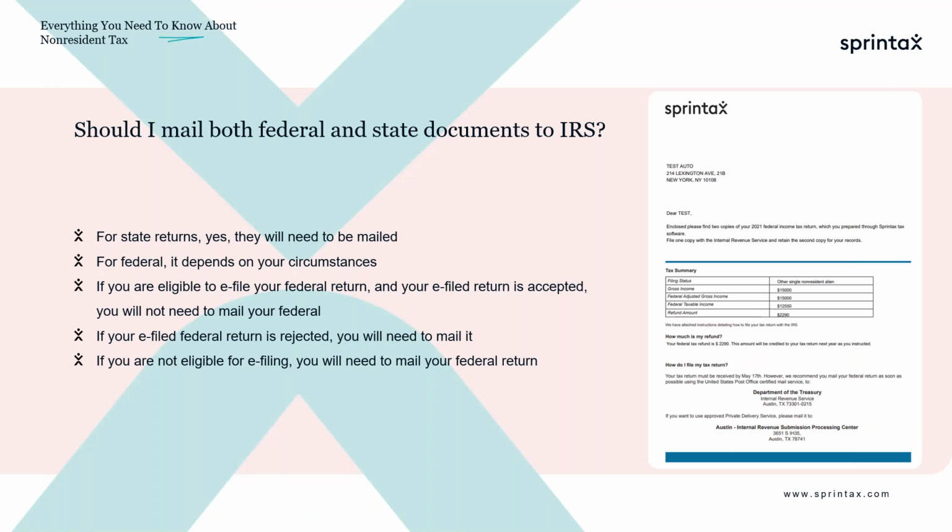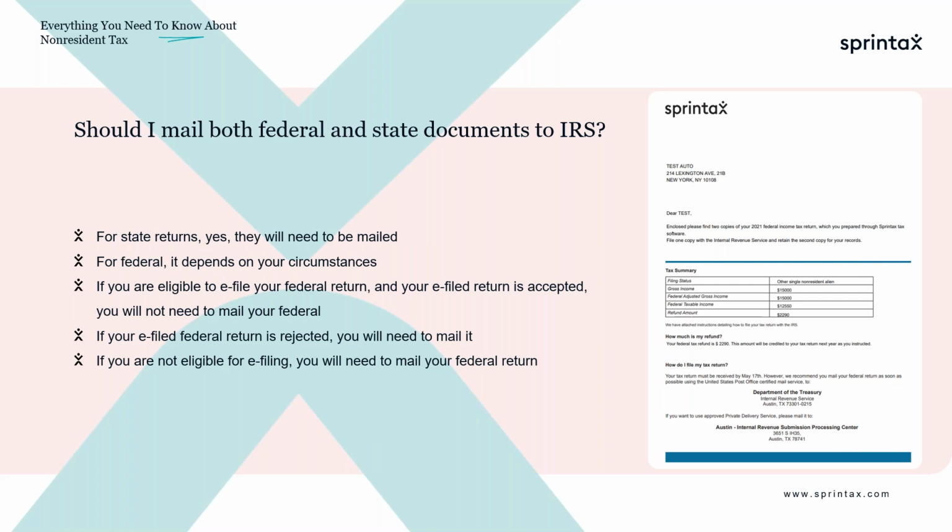Another question from e-filing, which comes from our step 7, e-file your federal tax return with Sprintax video. Should I mail both federal and state documents to the IRS? Firstly, on the state side, these returns will always need to be mailed. We don't currently offer any state e-filing options on Sprintax. So if you have a state tax return, you'll need to follow the instructions in your state tax pack, which will outline to print, sign, and mail to the address provided in the tax pack.